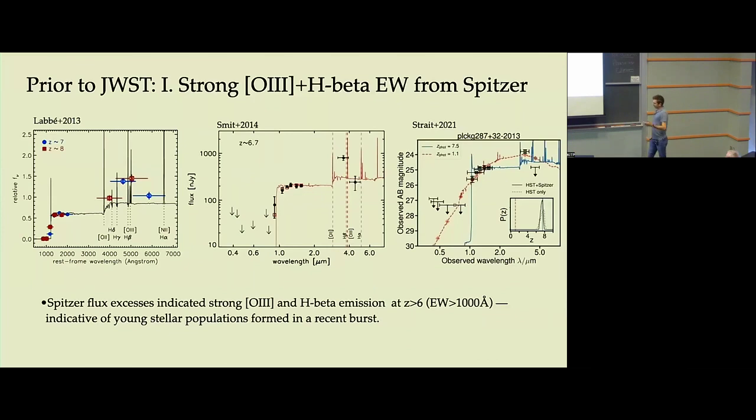When we looked at galaxies at redshift 7, we saw huge fluxes in Spitzer bandpasses that sampled the rest-frame optical emission lines. This suggested that the galaxies at redshift 7 had very large equivalent width oxygen III and H beta emission, equivalent widths above 1,000 angstroms. When you see this, it is indicative of a very young stellar population dominating your SED, a young population that was likely formed in a recent burst or upturn of star formation.